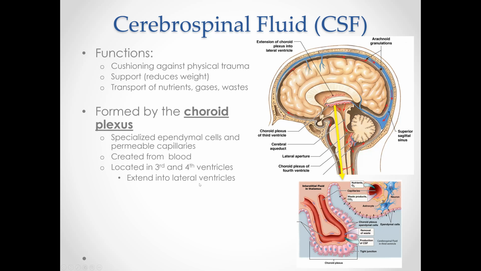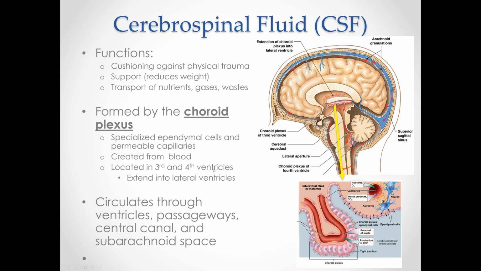So choroid plexus can be found in the third ventricle, shown here, also in the fourth ventricle, shown here, and it also extends up into the lateral ventricles and sits on the floor of both the left and right lateral ventricles. So all four ventricles have some amount of choroid plexus within them that is producing CSF. The CSF will also circulate through all of the ventricles, the passageways, and then down into the central canal and out into the subarachnoid space, as we'll see on the next slide.